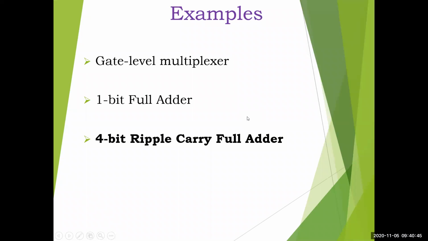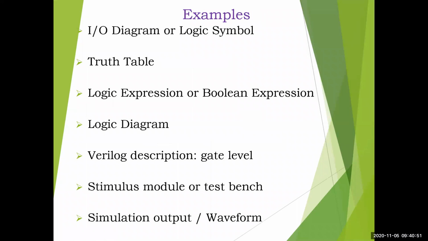We'll try to understand this design, and recall the procedure for carrying it out. First you need to have the IO diagram or logic symbol, then the truth table, then the logic expression or Boolean expression, and then the logic diagram. Once you know the logic diagram, we will write the Verilog description. It is a one-to-one correspondence using the gate primitives, so we build the gate level construction. Then you write the test bench, or give the inputs to the design, so that you verify the output and check whether the design is correct or not. In this way, we are going to correct both the syntax errors and semantic errors. Clear?